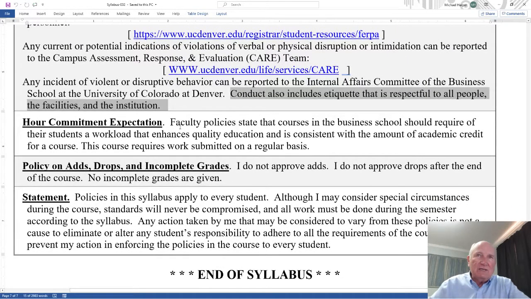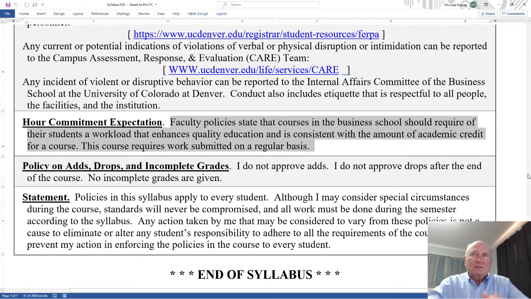The hour commitment expectation: the faculty policies state that courses in the business school should require of their students a workload. So there's a workload expectation here from students. For example, for a 3 credit hour course, students should spend anywhere from about 3 to 6 hours a week on average, something like 2 to 5 or 2 to 6 per week. Some people may spend an hour, some 2 to 3 hours, and some might spend as much as 5, 6, or 8 hours. But there is an expectation every week to spend a certain amount of hours.